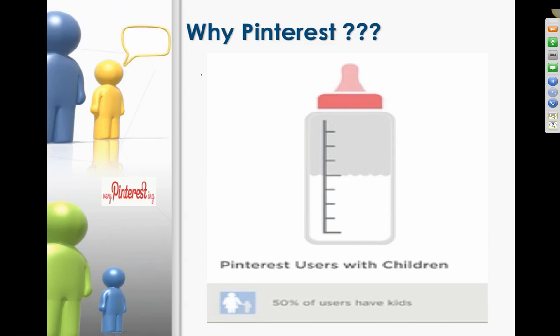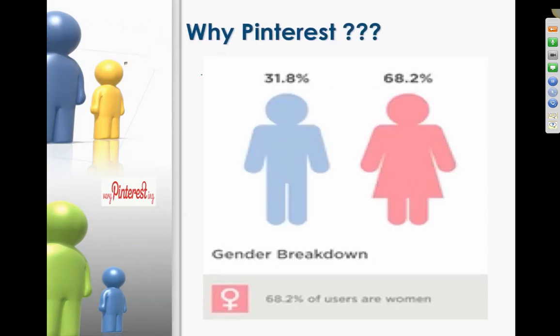Another reason that Pinterest might be a good fit is if you target users with children. 50% of Pinterest users have kids. So again, if your target market includes family vacationers, then Pinterest might be a good fit.